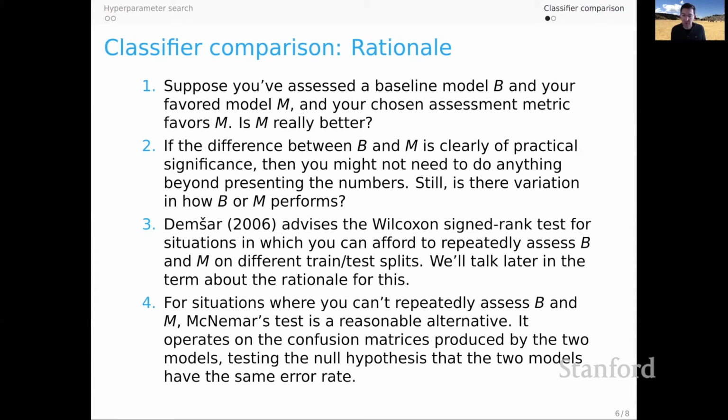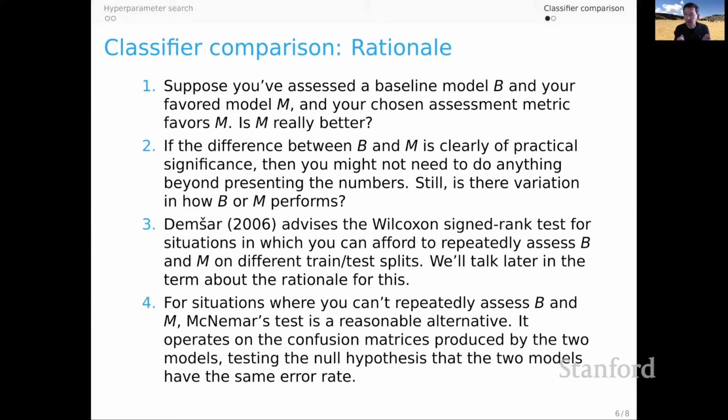In situations where you can't repeatedly assess B and M, McNemar's test is a reasonable alternative. It operates on the confusion matrices produced by the two models, testing the null hypothesis that the two models have the same error rate. The reason you might opt for McNemar's test is, for example, if you're doing a deep learning experiment where all the models take a few weeks to optimize, then of course you can't probably afford to do dozens and dozens of experiments with each one. So you might be compelled to use McNemar's based on one single run of the two models.